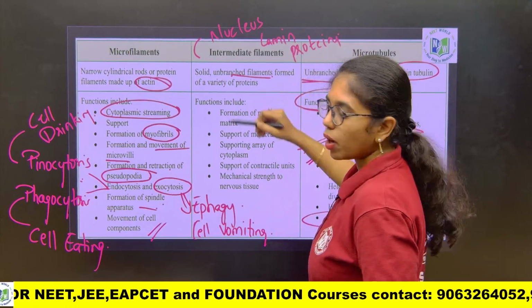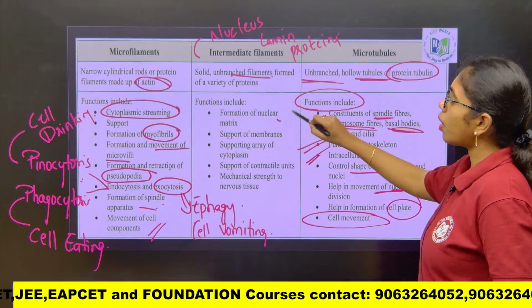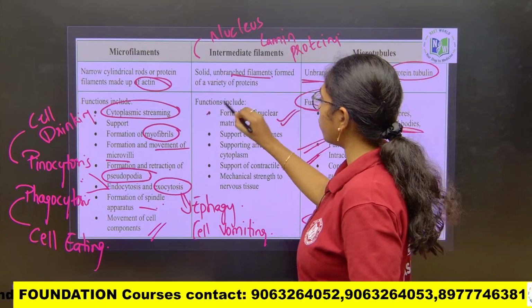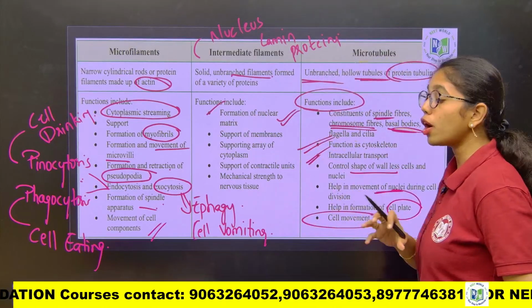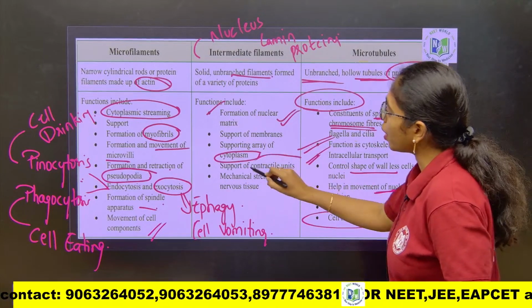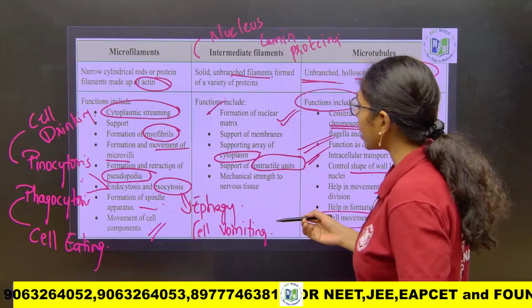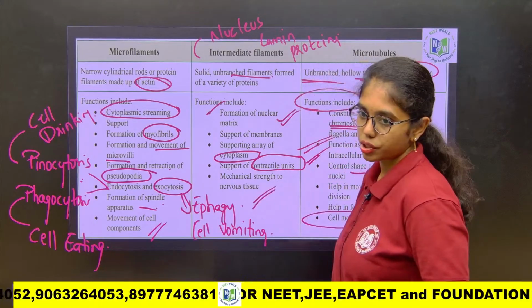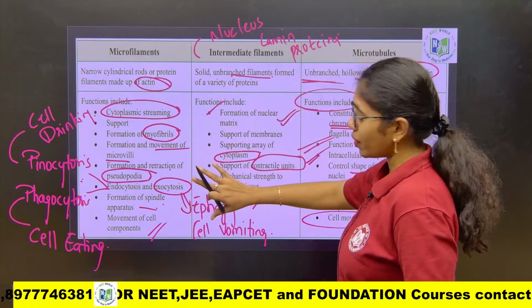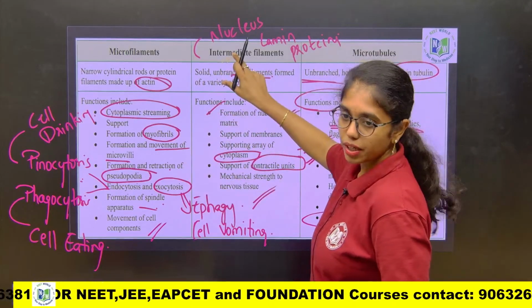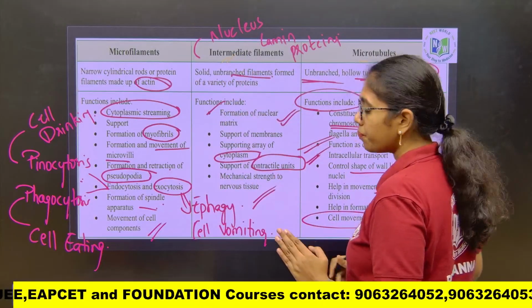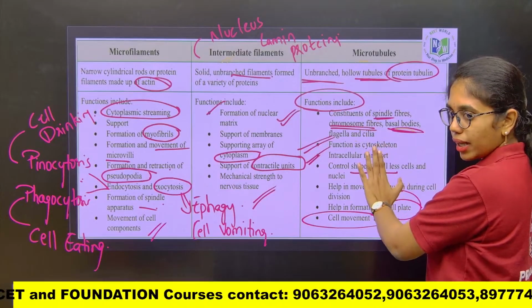So, what are the functions involved in this? Formation of nuclear matrix inside the nucleus, support of membranes, supporting the array of cytoplasm, supporting contractile units, and maintaining the mechanical strength of nervous tissue. Such unique functions are performed by intermediate filaments. It is very rare that you will get a question from intermediate filaments; majorly focus on microtubules and microfilaments. Okay, beta?